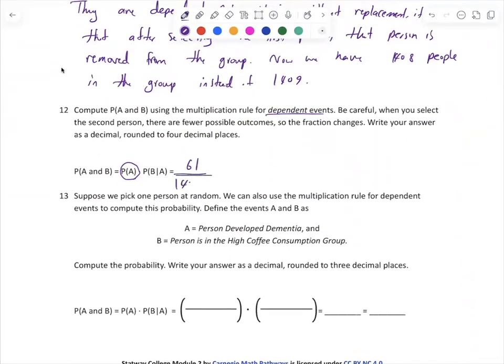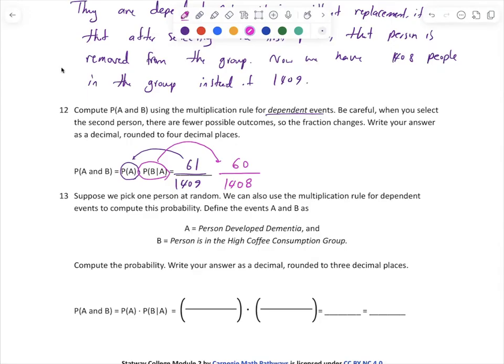Out of 1,409. This is your first probability. The second probability is that the second person also developed dementia, given that the first person also developed dementia, and this is dependent. So now the number of people is reduced to 60 out of 1,408. That's how we calculate the multiplication rule for dependent events.